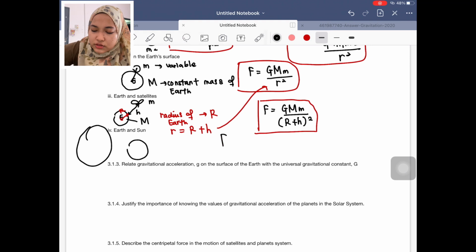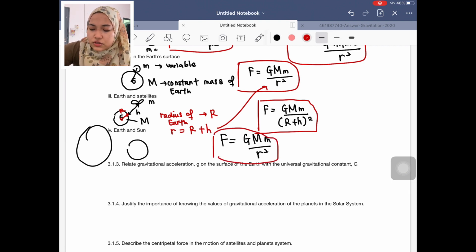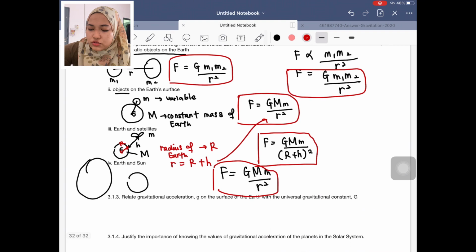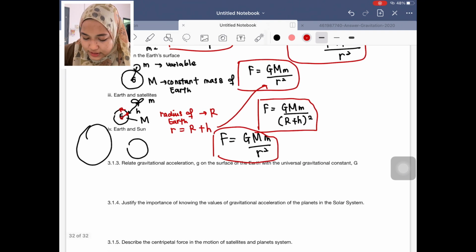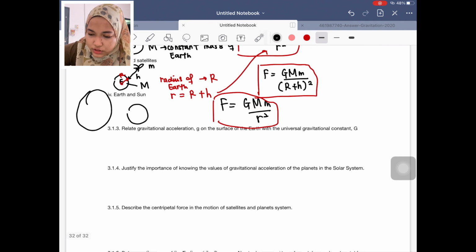The formula is also the same. So F equals to G M over R squared. Alright, so now we have four formulas to memorize. Okay, so next we will look at 3.1.